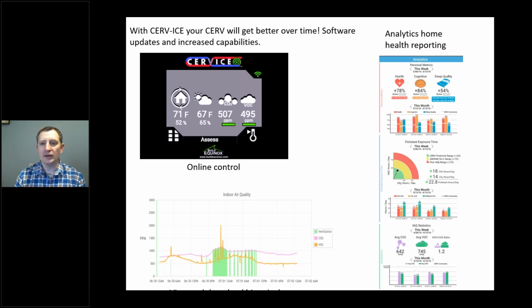And then along the right side here, these are analytics. These are those home health reports that give feedback to the users. These are different metrics. We have another webinar called IAQ Metrics that goes over what these are and how they were developed. But this really gives people feedback on how their home is performing versus just ventilating to code levels. And then it gives insights into using VOC and CO2 readings, what things they should be looking out for in their home, and over time, how it is performing.